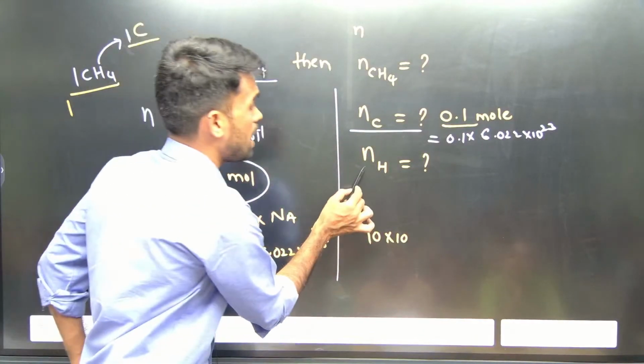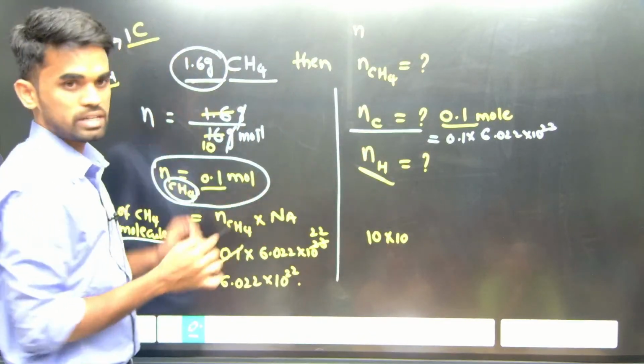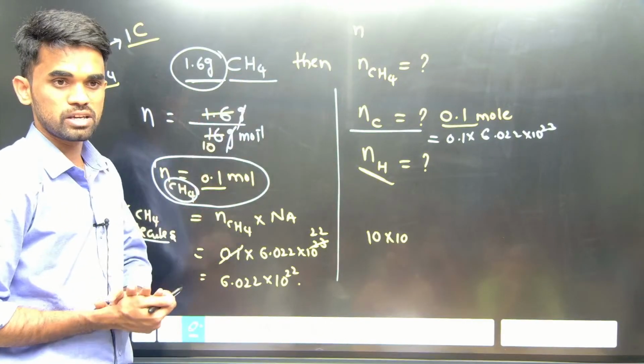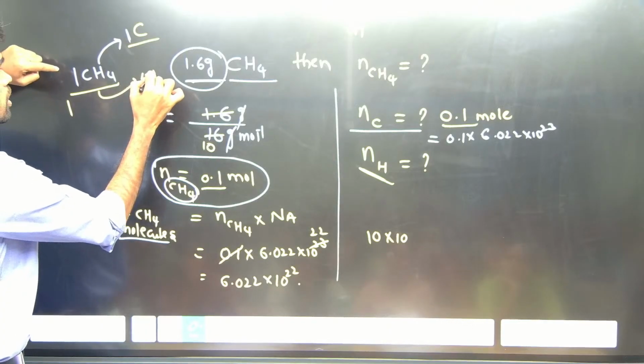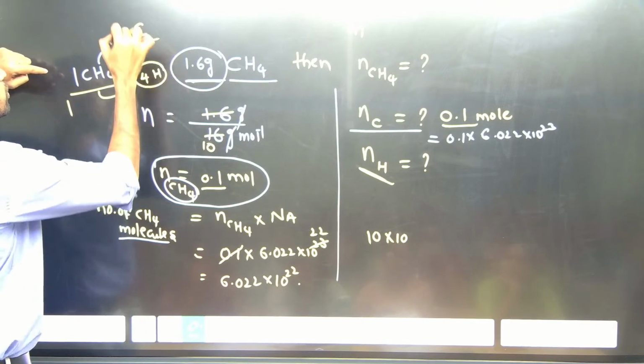Now if I ask you for hydrogens in the same quantity, the same methane. See, 1 molecule of methane contains 4 hydrogen atoms. This 1, 4, all these are called what?